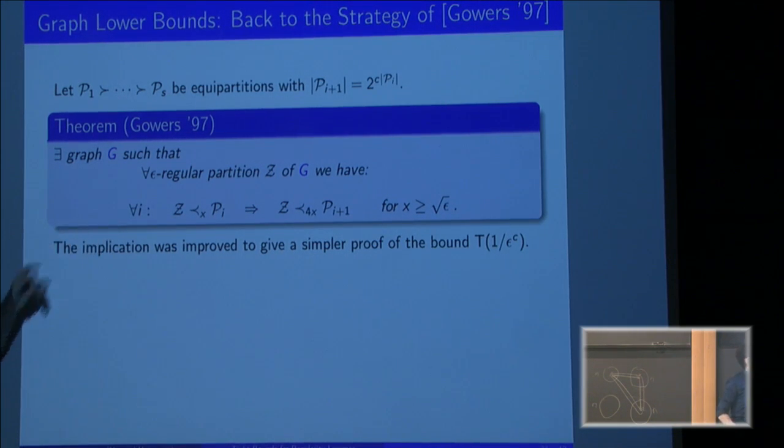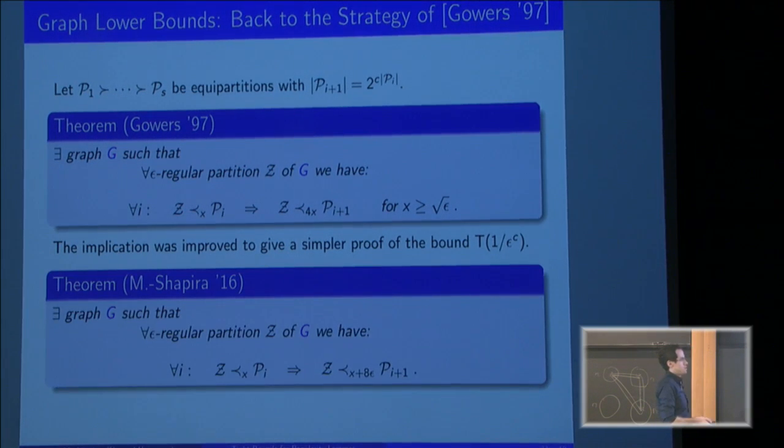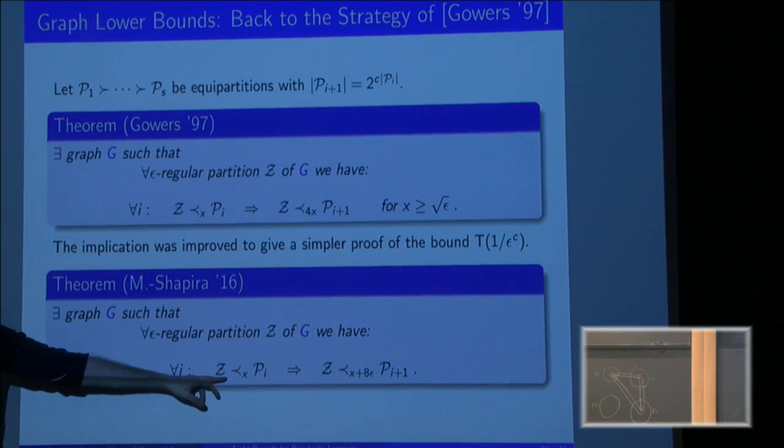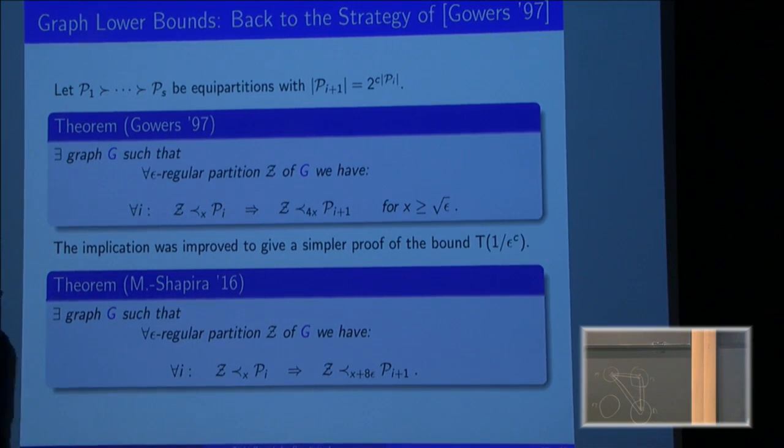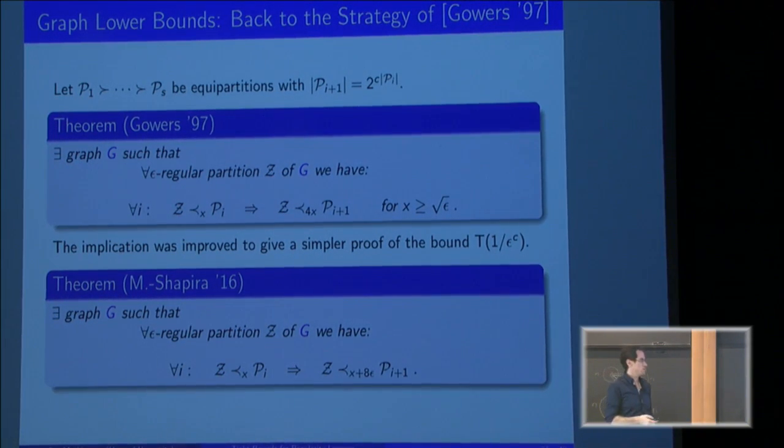And this implication here was improved recently by Asaf and myself to make Gowers' construction simple and give a lower bound which is a tower of the correct height, polynomial in 1 over epsilon. So the implication in Asaf's paper says that if Z approximately refines P_i with parameter x, then it approximately refines P_{i+1} with parameter x plus epsilon, or 8 epsilon. And hence you get the polynomial height. Okay, but again, this is a small detour.